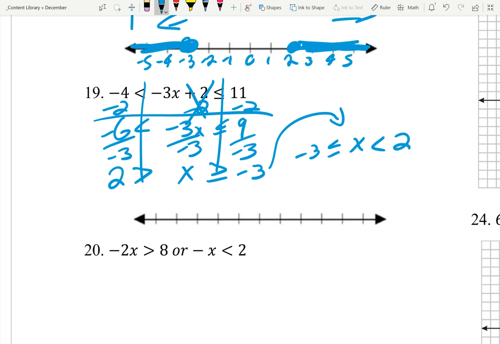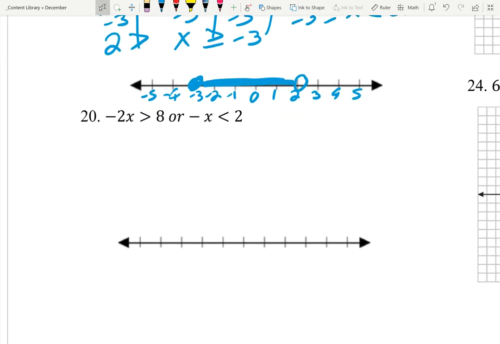So x is between negative 3 and 2. We have a closed circle at negative 3 and an open circle at 2. So we'll have negative 3, negative 2, negative 1, 0, 1, 2, 3, 4, 5, negative 4, negative 5. Again, this will be a closed circle at negative 3, and then an open circle at 2, and we are shading between negative 3 and 2, so in the middle of these circles. And we have, again, our answer.